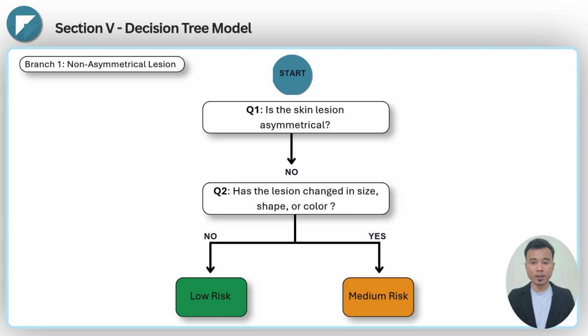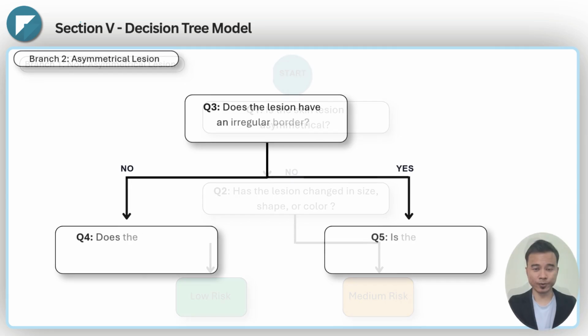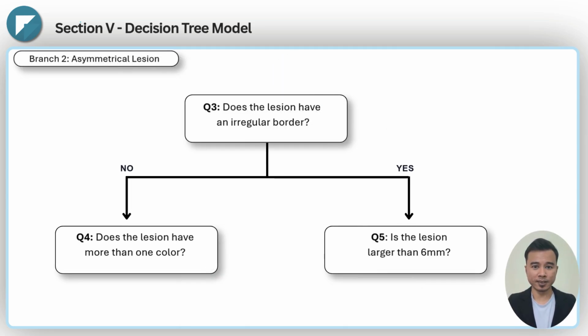Branch 1 focuses on non-asymmetrical lesions. First, the AI checks whether the lesion is asymmetrical. If the answer is no, it moves to question 2. Here the system checks whether the lesion has changed in size, shape, or color. If there is no change, the lesion is classified as low risk. But if there is a change, it will be classified as medium risk. Move to branch 2, which focuses on asymmetrical lesions.